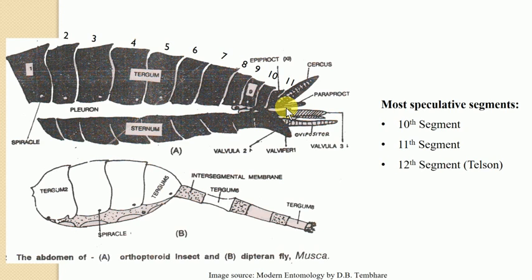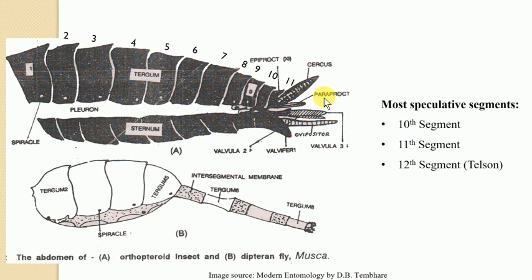Means this paraproct and the epiproct can be well seen in the Thysanura, then Blattaria, for example the cockroaches, and the Odonata, for example the dragonflies, Ephemeroptera, Phasmida, Orthoptera, Dermaptera, in both embryonic as well as post-embryonic stages. So this epiproct and paraproct are present, while they persist in the adult of only the Blattaria, Phasmida, Orthoptera, and Dermaptera. Means this 12th segment is represented by a dorsal lobe known as the epiproct and a ventral plate known as the paraproct.